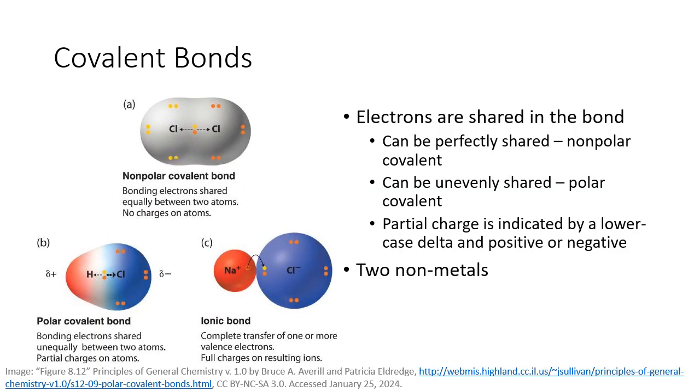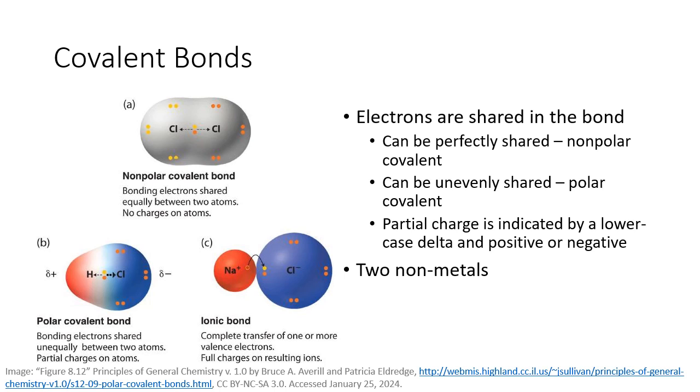Recall that a covalent bond is one in which the electrons are shared between the 2 atoms in the bond. They can be perfectly shared, in which case we call them nonpolar covalent bonds or pure covalent bonds, as our book does, or they can be unevenly shared, and we call them polar covalent bonds. We represent a partial charge using a lowercase Greek delta with a plus or minus sign to indicate the partial charge on the molecule.